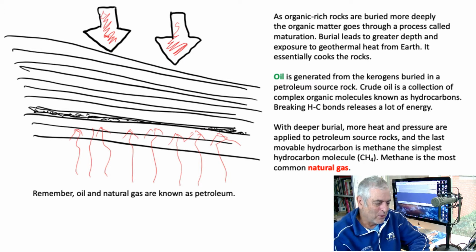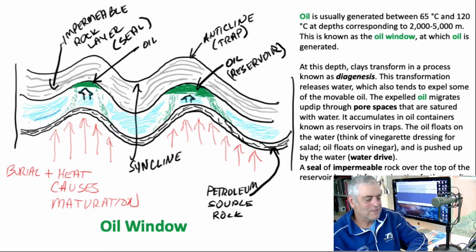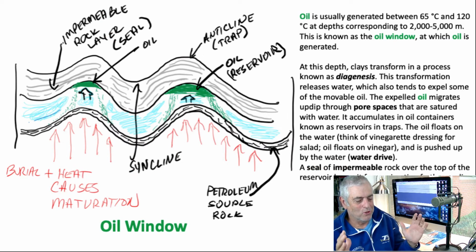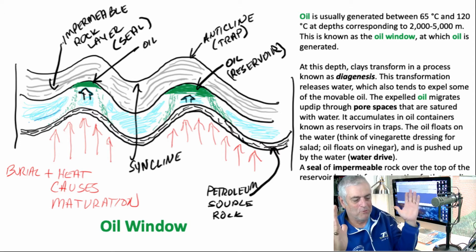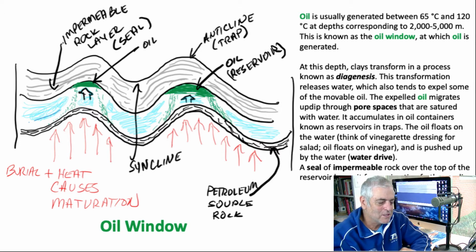So remember that oil and natural gas, those are two varieties of petroleum. So we're going to look at petroleum now. When you bury these rocks, in this case, I've actually shown you what it's like to have folded rocks. In this image, I'm trying to push in and fold those straight layers a little bit. And you can see anticlines and synclines on here.